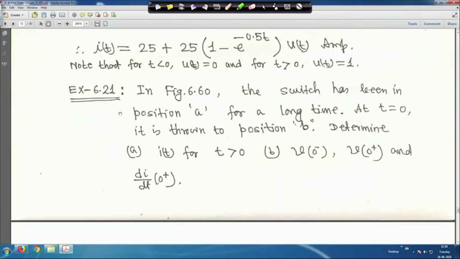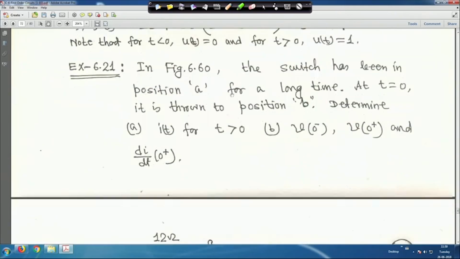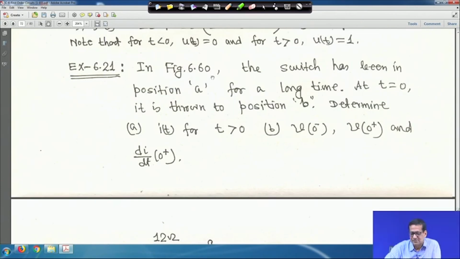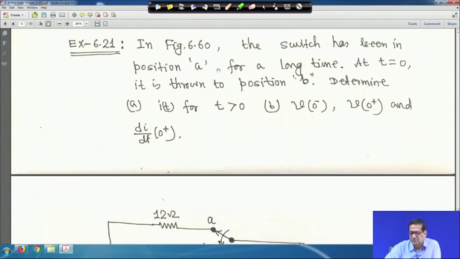Now, next take another one. This problem is a little bit interesting. In figure 60, the switch has been in position A for a long time, and at t equal to 0 it is thrown to position B. Determine (a) i(t) for t greater than 0, then (b) v(0 minus), v(0 plus) and di/dt at 0 plus. All these things we have to determine. The switch has been in position A for a long time and at t equal to 0 it is thrown to position B.